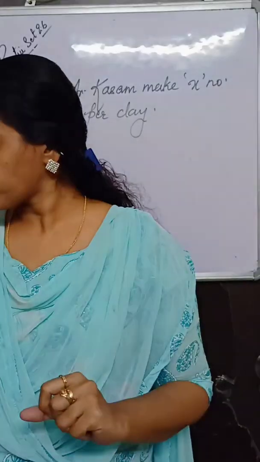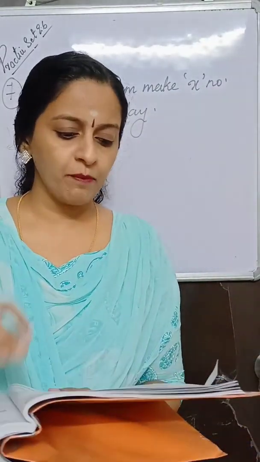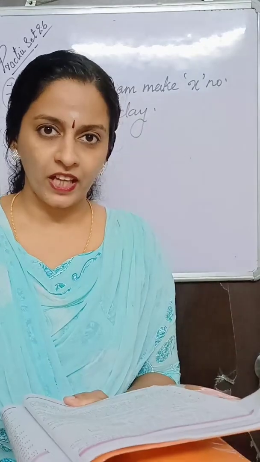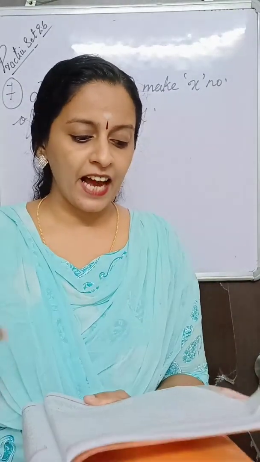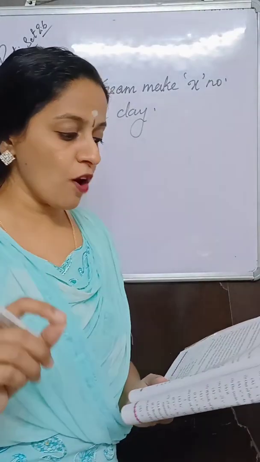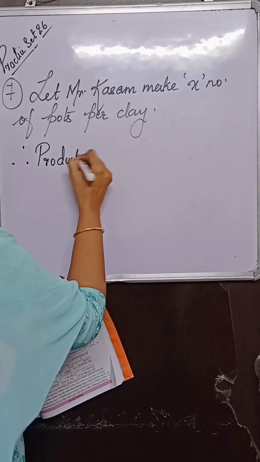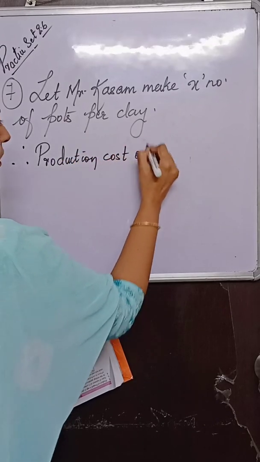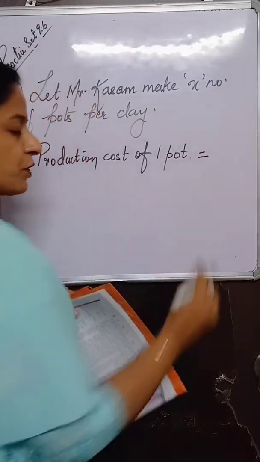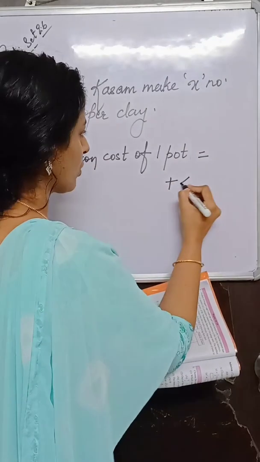Read the question. Mr. Kasam runs a small business of earthen pots. He makes a certain number of pots on a daily basis that we took as X. Production cost of each pot is 40 more than 10 times the total number of pots he makes in one day. Therefore, production cost of one pot is equal to 40 more than, so I'll write, 40 more than means plus 40.